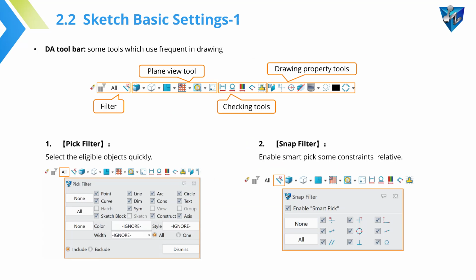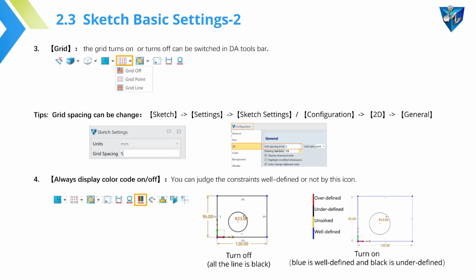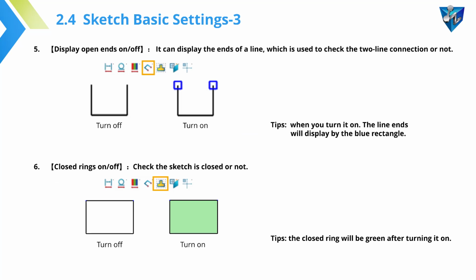Okay, let's move to the sketch basic setting. First, I will introduce the DA toolbar. As you can see in the last slide, ZW3D has the DA toolbar, which provides some tools that are frequently used in drawings. It includes the filters, such as the pick filter and the snap filter, and the grid function to turn the grid on or off. This icon chooses to always display the color code on or off. This is the open ends on and off, and this is the close ring on and off.